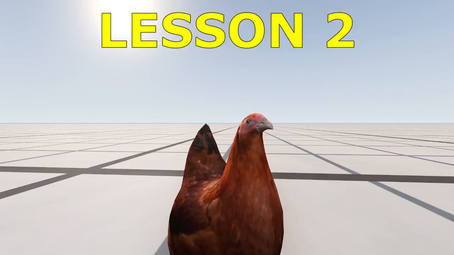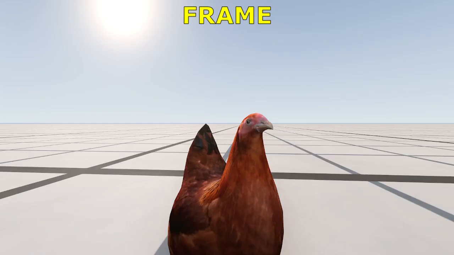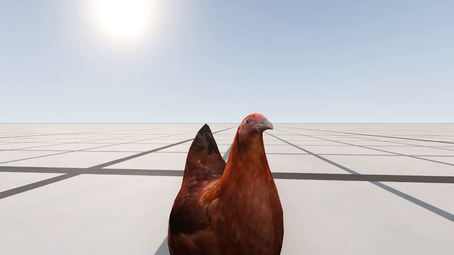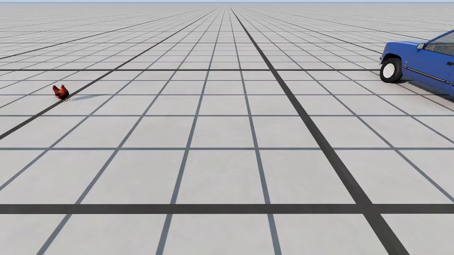Welcome to lesson 2. Today we will go over the very foundation of a car, the frame. And then, we will go over powertrain layouts. I hope you're ready, because lesson 2 will be a bit harder than lesson 1. Pay attention, because there will be a quiz at the end of the lesson.